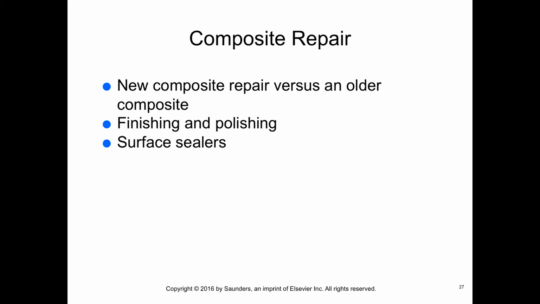Surface sealers are unfilled resins that are added to the surface of the composite after finishing and polishing. The surface sealer is thought to reseal margins that might have been opened by polymerization shrinkage, and to fill in any surface porosities created by small voids or air pockets in the composite.